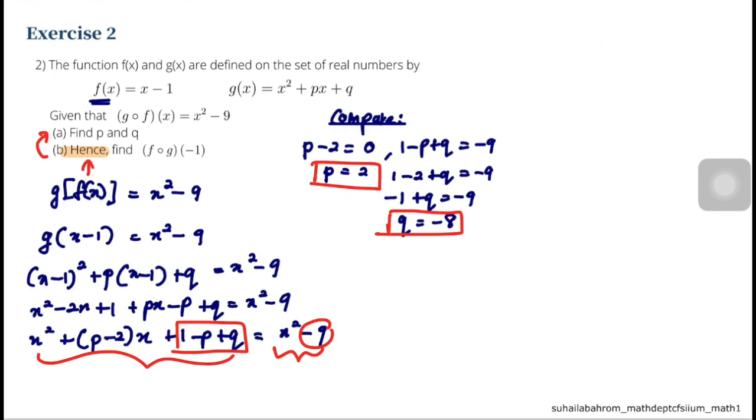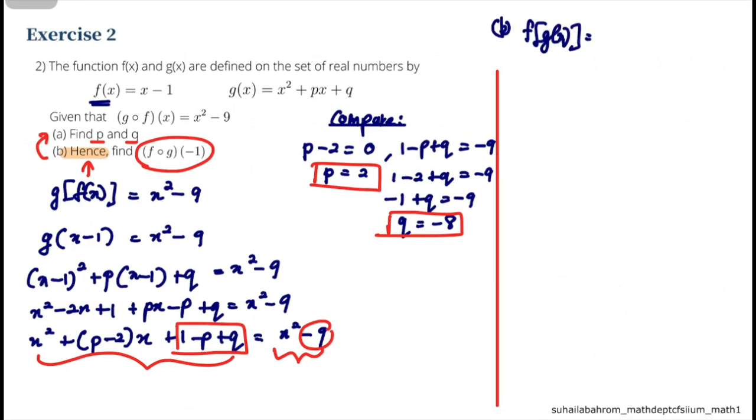Let's say for this case, you cannot put your f composite g in the form of p and q unknown because you already have the values of p and q. Therefore, you need to substitute the values of p and q whenever you have p and q in the terms of f composite g. So what you need to do first is find the f composite g. F composite g is equivalent to, so we need to put as f the function g, which is x squared plus px plus q. Since this is your x, you need to substitute x with x squared plus px plus q.